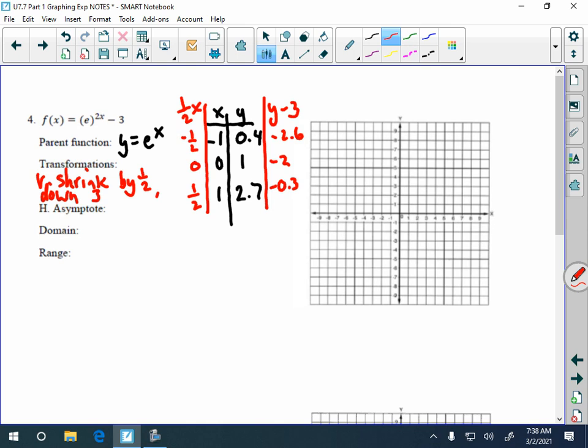All right, so let's go ahead and plot these points. So negative a half, that's left a half, and then down 2.6. 0, negative 2. And then positive a half, and then we want to go down just a little bit at negative 0.3. All right, so we can see this is exponential growth because the base, e, is bigger than 1. So we know the shape. Our asymptote is going to be y equals negative 3. So let's put our horizontal line in. So this is our boundary line. And we connect them.